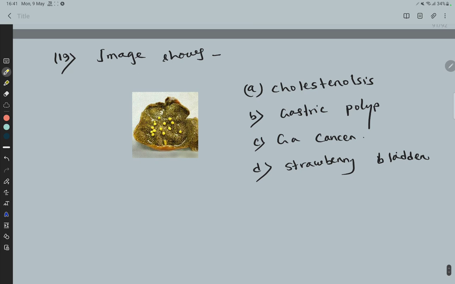Question number 119: an image is shown, this is the image given. Options are cholesterolosis, gastric polyp, gastric cancer, gallbladder cancer, and strawberry gallbladder, and the right option is cholesterolosis.